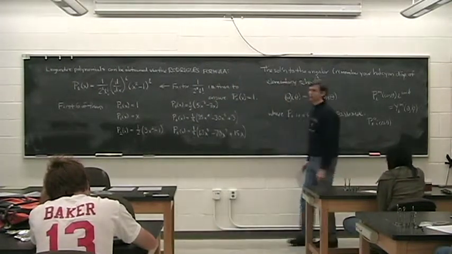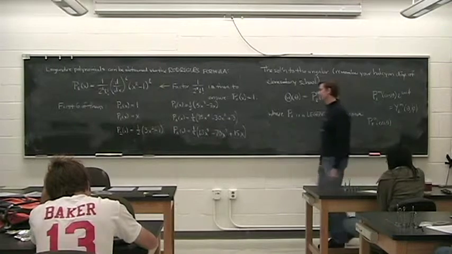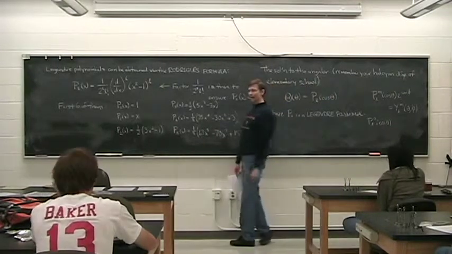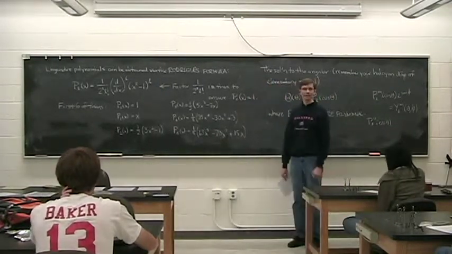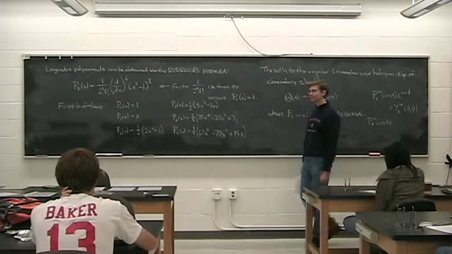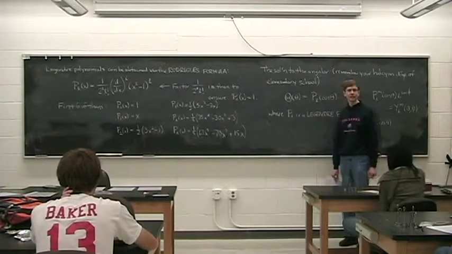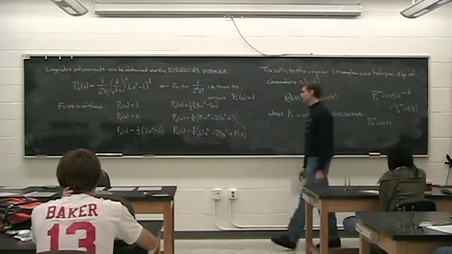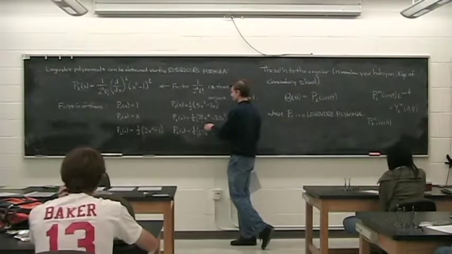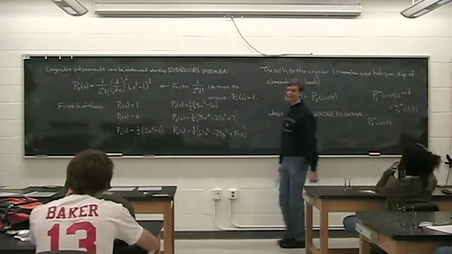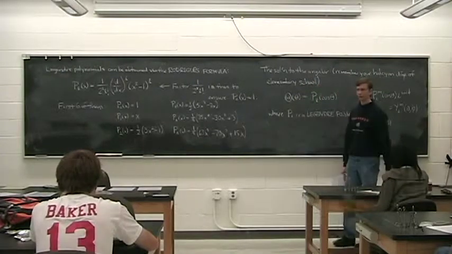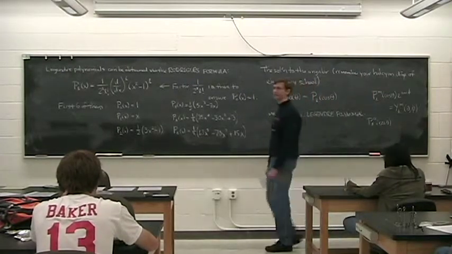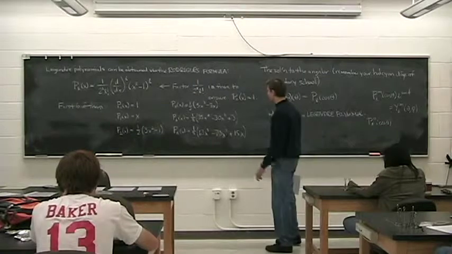And on and on and on. Something to note is that P sub n of x starts with some constant times x to the nth power. Handy thing to keep in mind. In other words, P4 starts with something times x to the 4th, P5 starts with something times x to the 5th, P704 starts with something times x to the 704th power, and so forth.